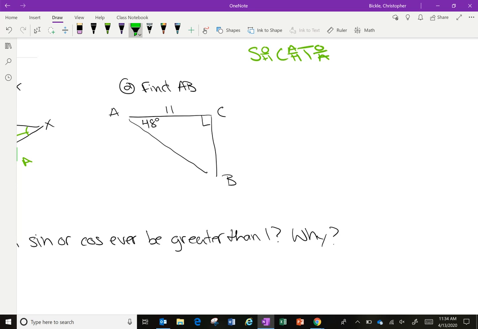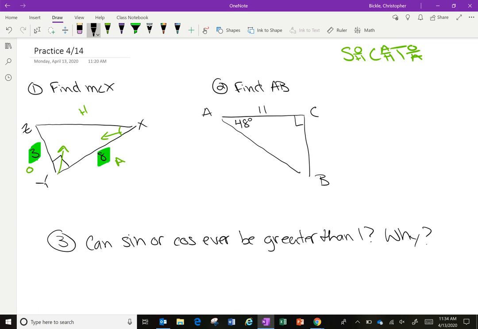Tangent is O over A. So we know the tangent of an angle is the ratio of the opposite side over the adjacent. So the inverse tangent takes that ratio and gives us the angle back. So what we're going to want here is the inverse tangent. So tan negative 1 of, and then set up the ratio. The ratio is opposite over adjacent. So the opposite side length here is 3. The adjacent is 8. And then from there, it's calculator work, guys.